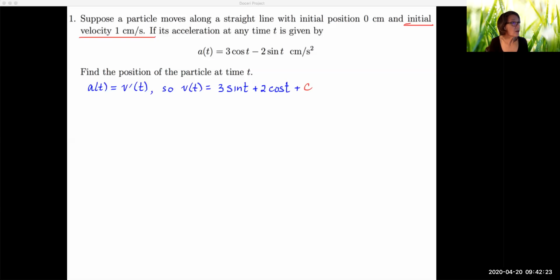So the initial velocity was given to us as 1 centimeter per second. So when it says initial velocity, that means t equals 0. So we can plug in v of 0 is equal to, well, it's given to us to be 1. So we can plug in 0 into our velocity function. So 3 sine of 0 plus 2 cosine of 0 plus c is equal to 1, because we're given that v of 0 is 1.